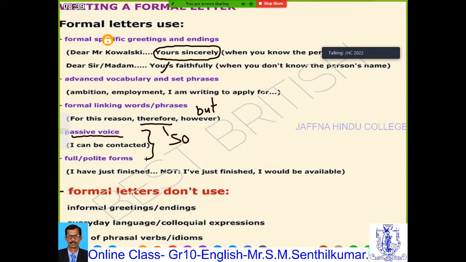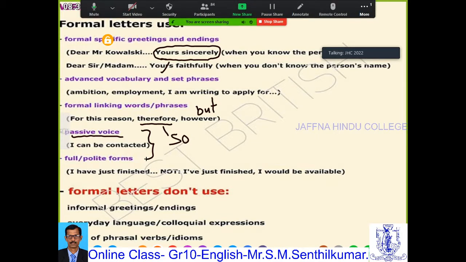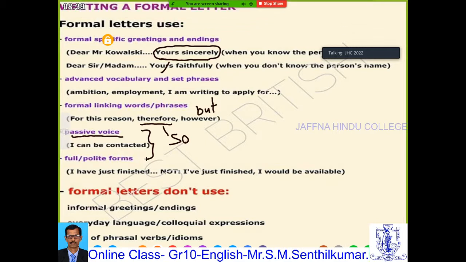Is it clear? Then polite forms. We have to use polite forms, full of polite form. What do you mean by polite? A more respectful form. Here the vocabulary matters. Normally, when we have finished a job, we say, I have just finished it, which is informal language. Here, I would be available, would. Right? Okay.